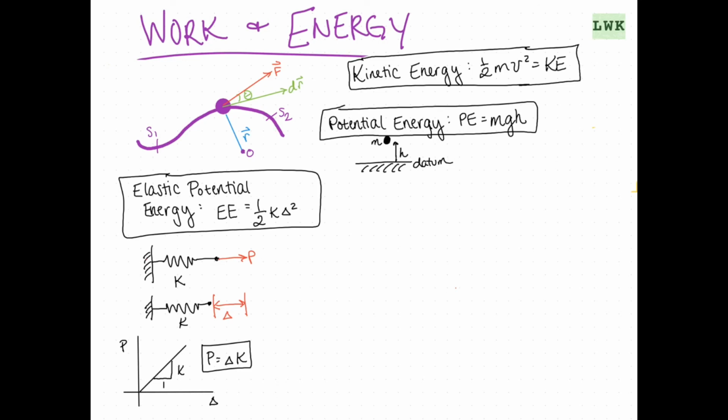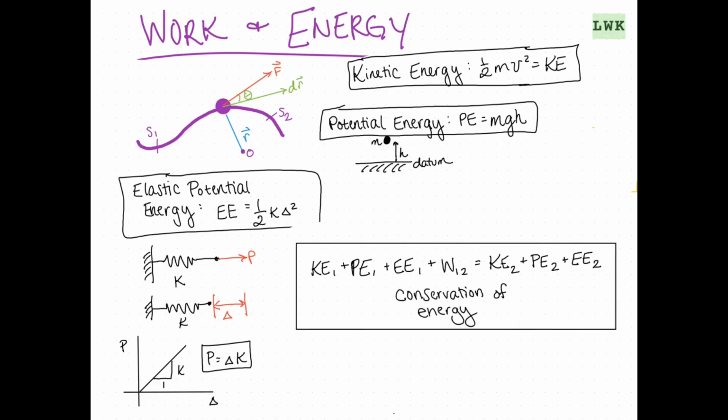And the most important thing to remember is that we're always going to have conservation of energy. The kinetic energy of state 1 plus the potential energy of state 1 plus the elastic energy of state 1 plus the work from 1 to 2 is going to be equal to our kinetic energy of state 2 plus our potential energy of state 2 plus our elastic energy of state 2. So this is our conservation of energy equation, and this is just a good way to double check yourself as you go through and solve your problems, because you're always going to have energy conservation.